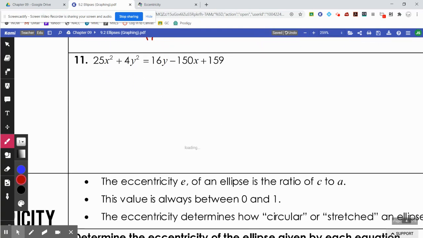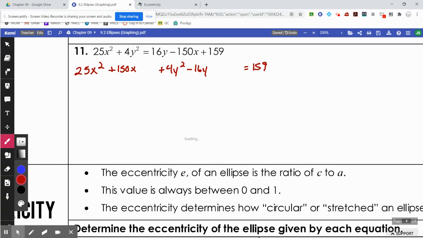Another one, 25x squared. Group it with your plus 150x when you move it over. You can leave a space if you'd like. Plus 4y squared, move the 16y over, and leave the 159 on the other side. Let's factor the 25 out of the x squared and the 150x. That leaves you with plus 6x. Factor the 4 out of the second set of terms. That leaves you with y squared minus 4y. And that, again, is equal to 159.